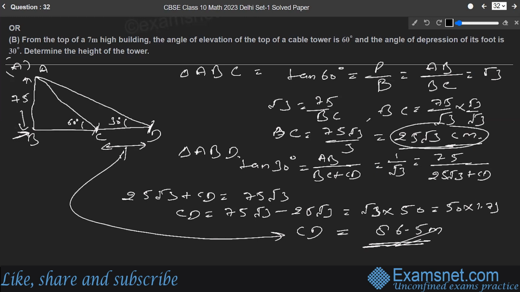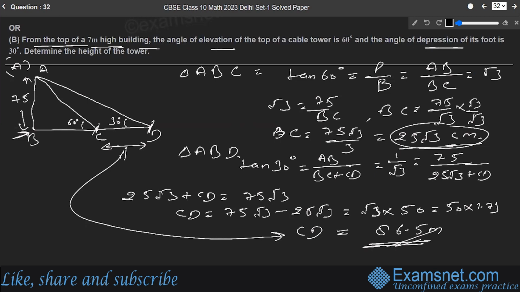Okay, let us see the other part as well. The other part says from the top of a 7-meter high building, the angle of elevation of top of a cable tower. So there are two objects there. There's a 7-meter high building, and then there is a cable tower also. And from the top of the building, angle of elevation to the top of the cable tower is 60 degree, and the angle of depression of its foot is 30 degree.